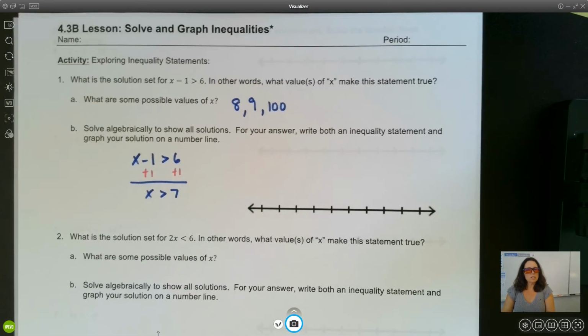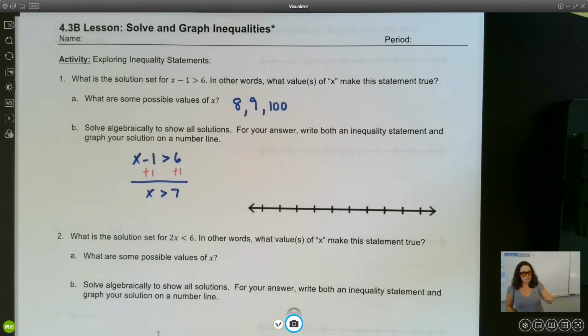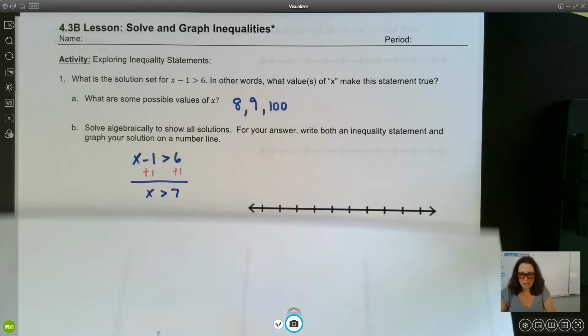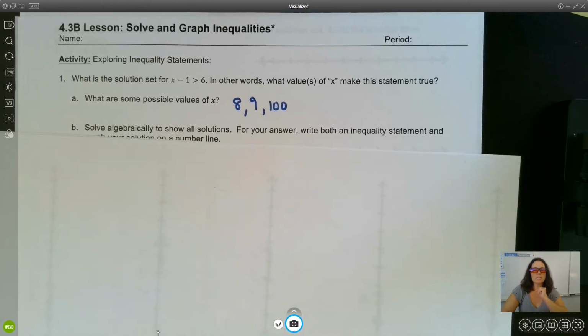Okay guys, so we're going to be talking about 4.3 B lesson, and I actually started that and got a phone call, so I had to bug out for a minute. Okay, I'm back. So 4.3 B lesson, we're solving and graphing these inequalities. This is much more complicated than 4.3 A was, which should have been a review. The last lesson should have been a review, okay?